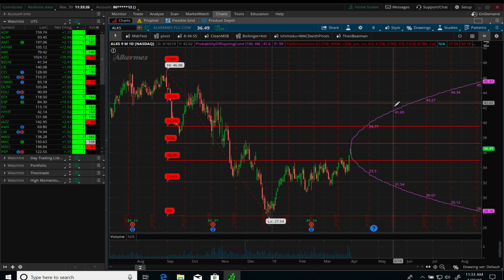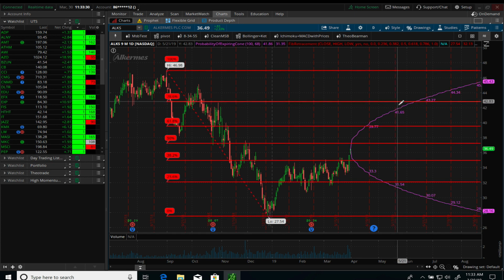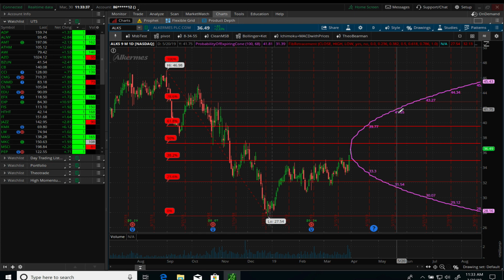What is one other interesting thing that you notice? We're looking at this area, so the Fib is projecting the stock to move to about this level, which is 42, a little bit above 42, 42.78. This probability cone is projecting 41.65. So let's assume it's somewhere in the middle, right? So that's the strike price of 42, right?